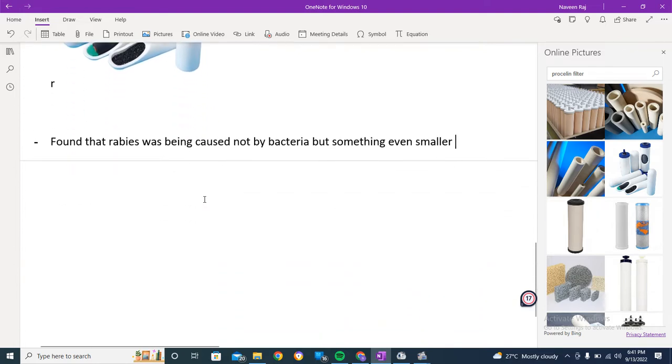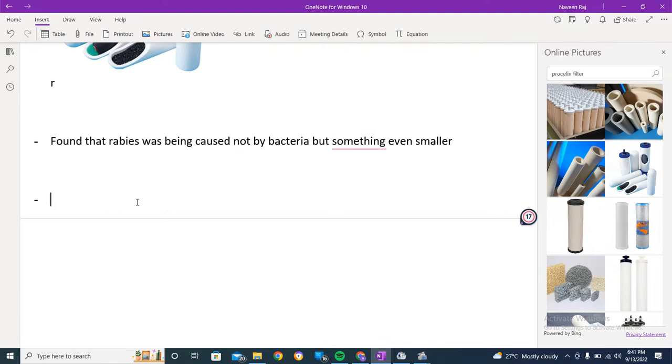So, in later years, around 1892, there was a disease that was spreading widely. It was tobacco mosaic disease, right? So let me show you guys what it is.